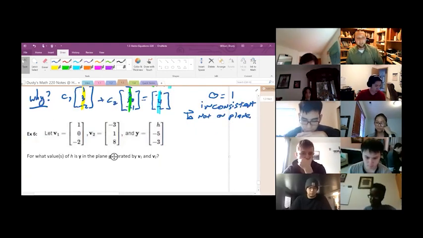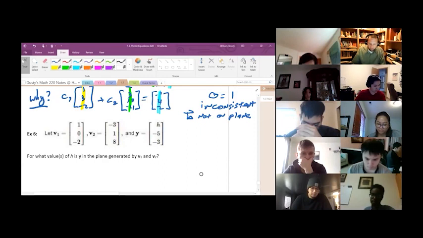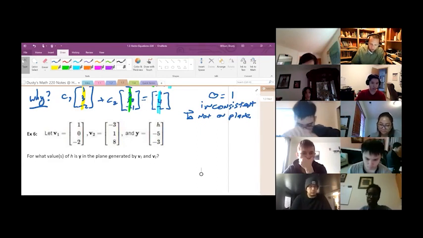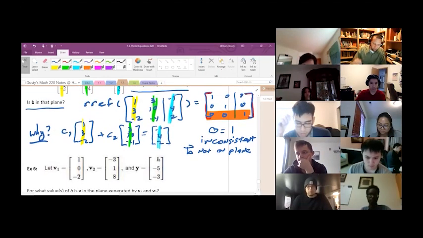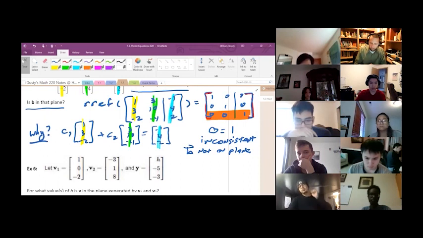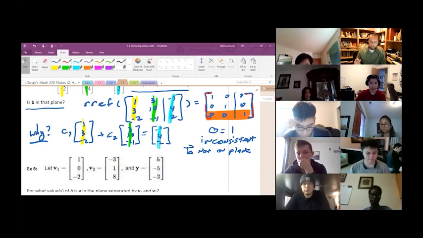So the next question is a little bit similar. It says, let V1 equal (1, 0, -2), V2 equals (-3, 1, 8), and Y equal (h, -5, -3). The question asks, for what values of h is Y in the plane generated by V1 and V2? In the previous question, we were asking ourselves, is B in the plane? And it was not. In this question, we're asking, what would we need to do in order for this vector to be on the plane?